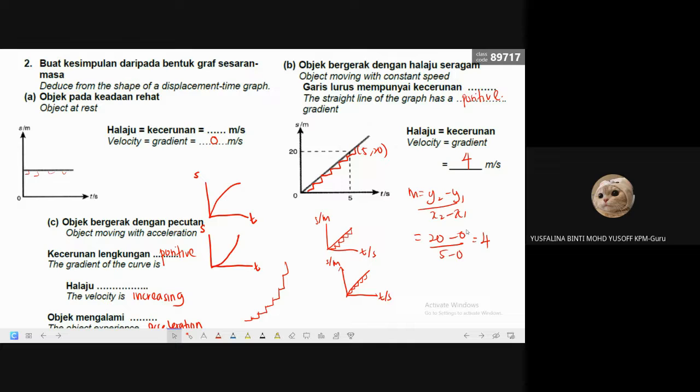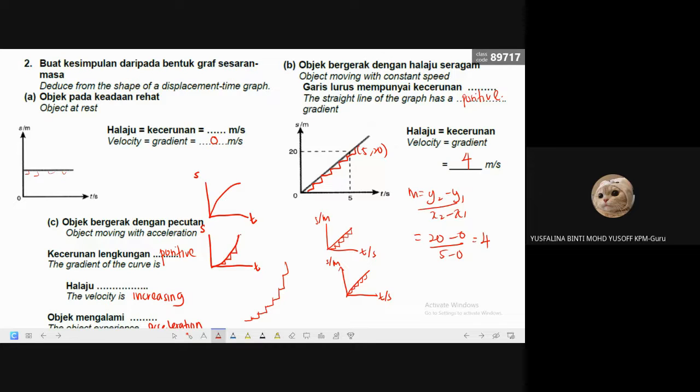The object moves with acceleration. How do we know that it moves with acceleration? This is the graph. I don't know where the diagram is, but this is the graph. Remember, acceleration means the velocity is increasing. So I draw the triangle here.